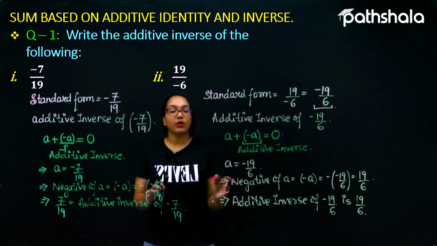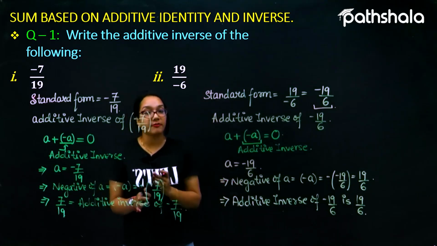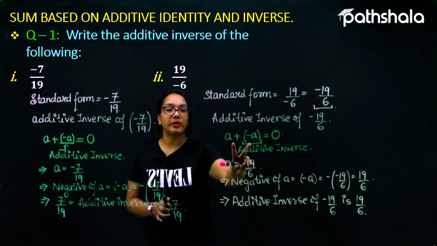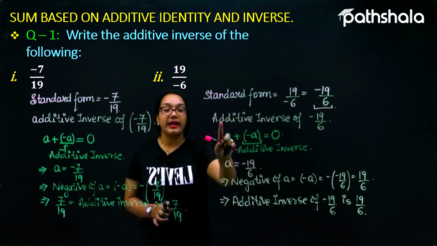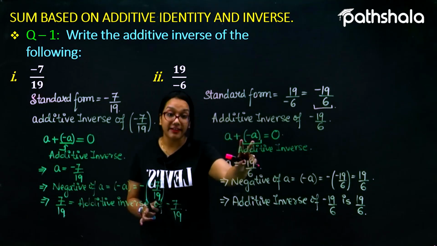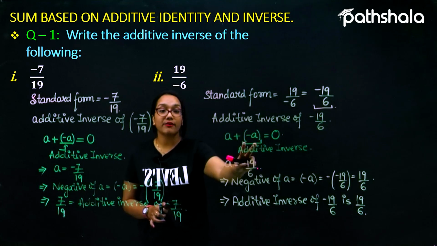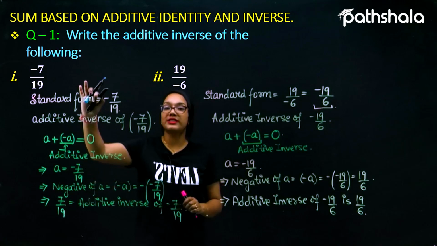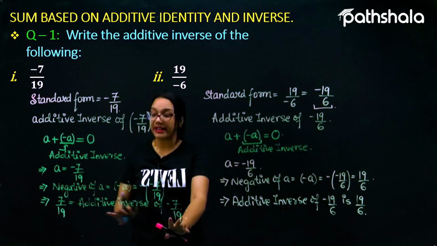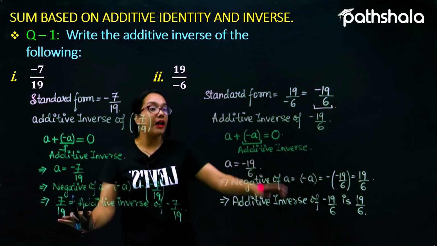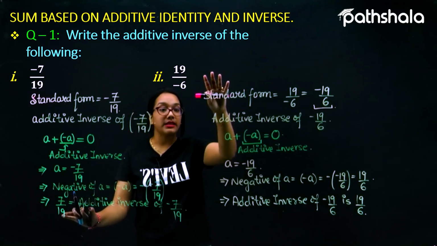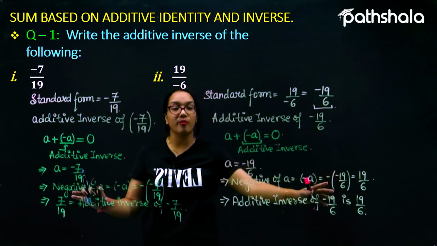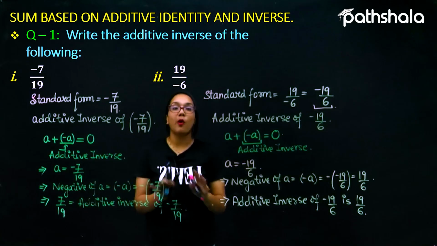So this is all about finding the additive inverse of any particular number. First of all, we discuss this property: whenever a number a gets added up with the negative of itself, the answer is 0, and that negative of a is called the additive inverse. So the additive inverse of minus 7 by 19 is 7 by 19, and for the second case, the additive inverse of 19 by minus 6 is 19 by 6. I hope the answers to both questions are clear to you.